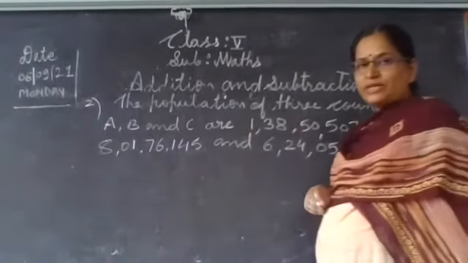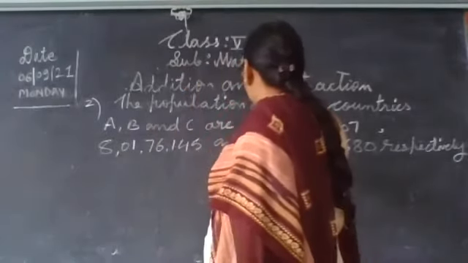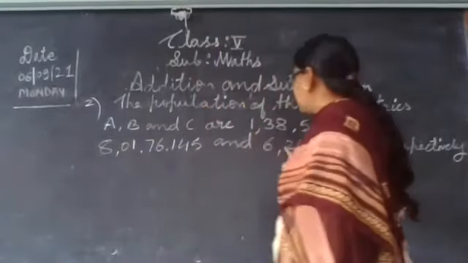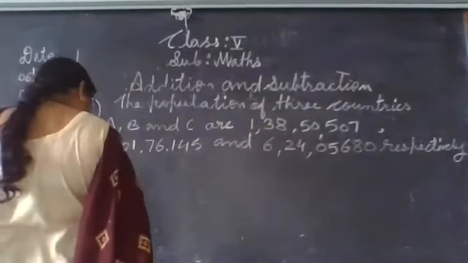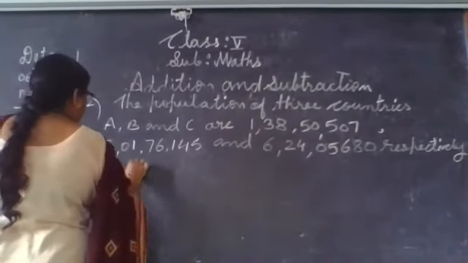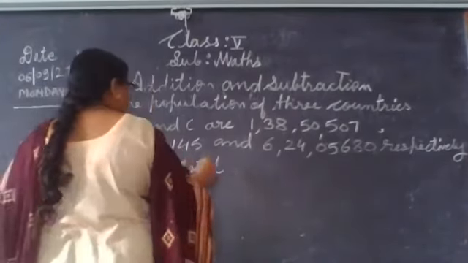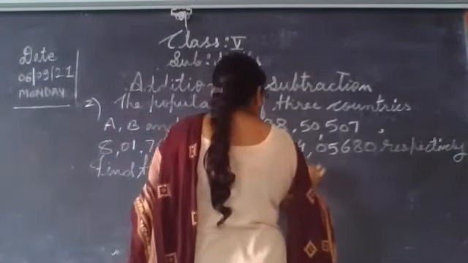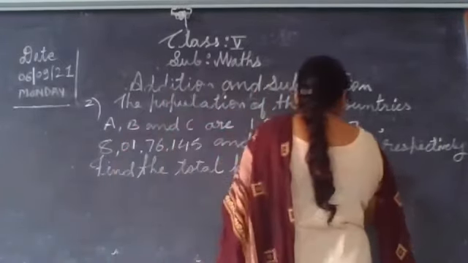So what is the meaning of respectively here? See, sequence beta. A, B and C. So the first population is of A, second is of B and the last is of C. That's why the word respectively is given. Find the total population of these three countries.